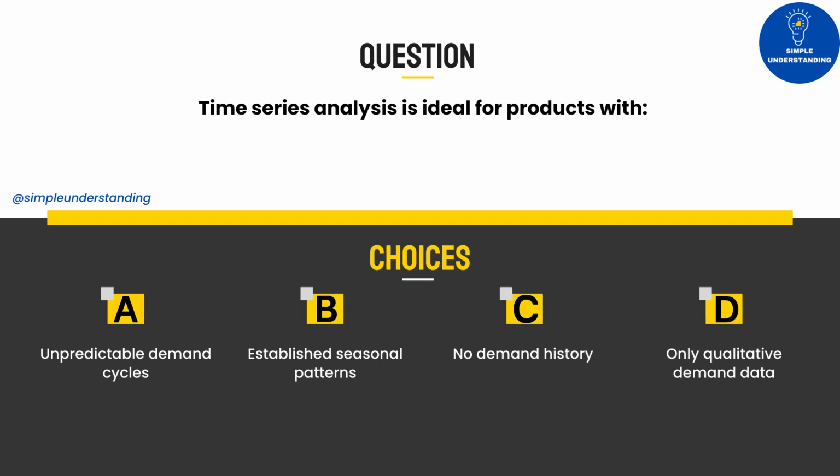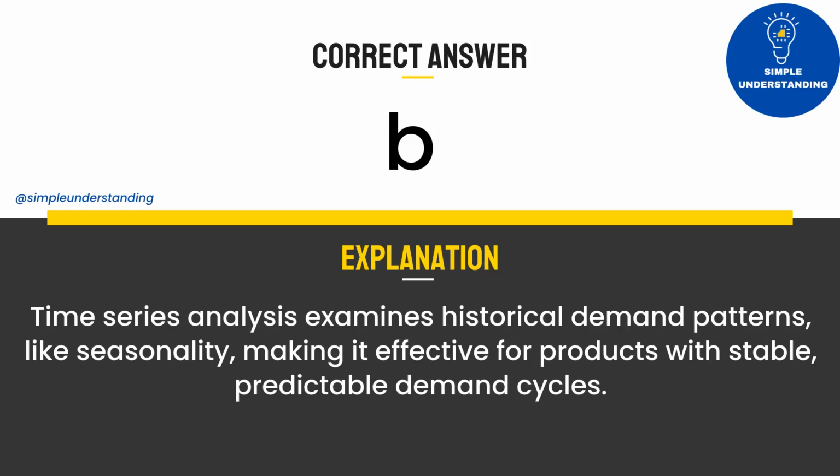3. Time series analysis is ideal for products with A. Unpredictable demand cycles. B. Established seasonal patterns. C. No demand history. D. Only qualitative demand data. Answer B. Explanation. Time series analysis examines historical demand patterns, like seasonality, making it effective for products with stable, predictable demand cycles.